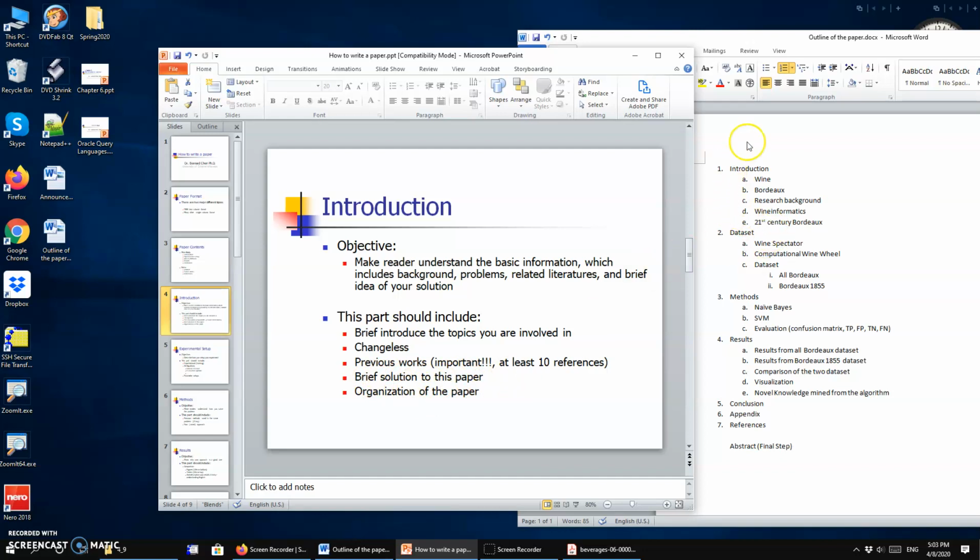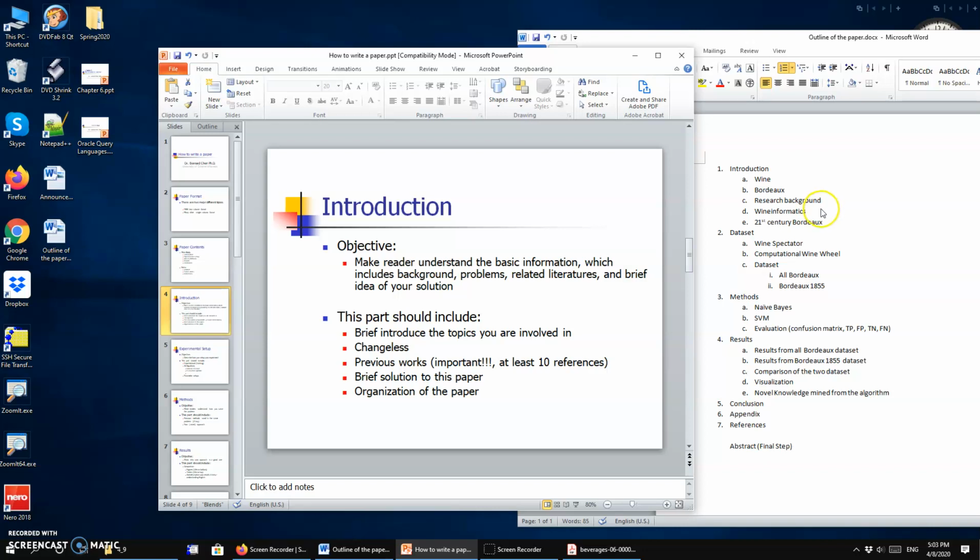So if you look into the right-hand side of my document, in my paper, I start talking about what is wine. And then because this research is focusing on Bordeaux, so I want to talk about the Bordeaux, why Bordeaux is special, and why people are working on this area. And then we want to discuss some researches in the area of combining computer science with wine. In the area of Bordeaux, what are the Bordeaux wine research has been done, etc.